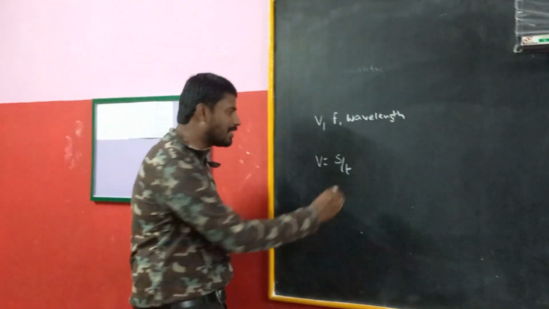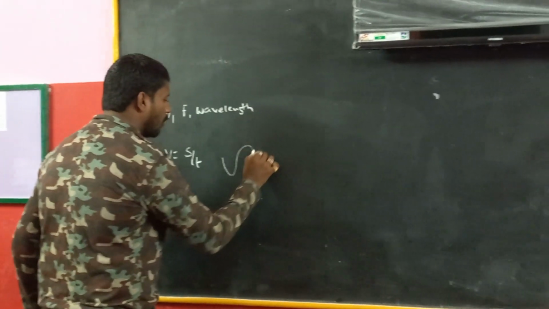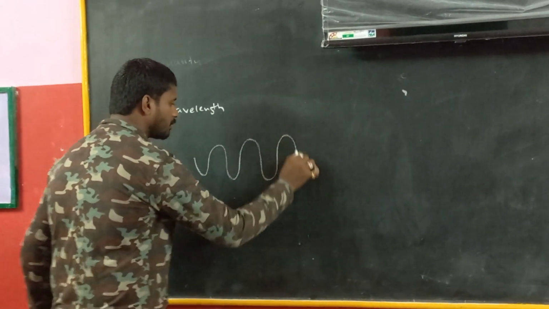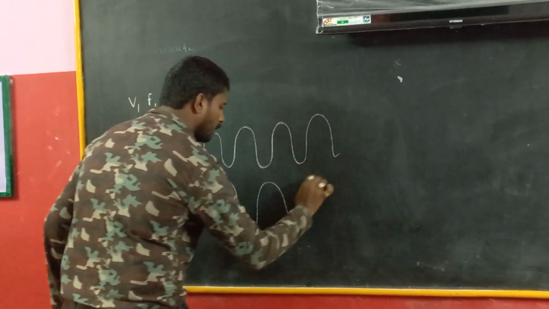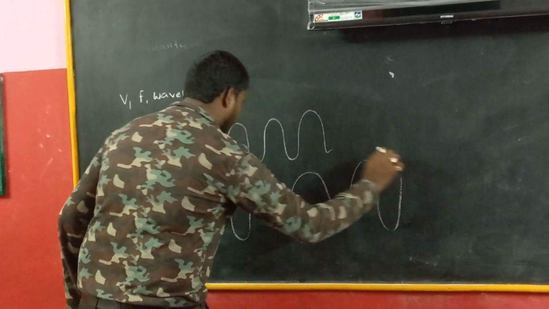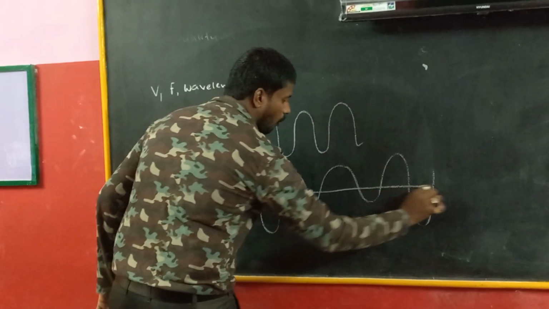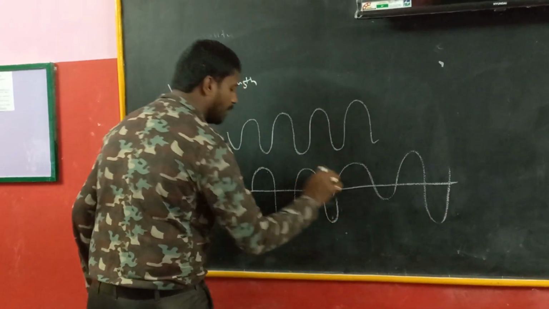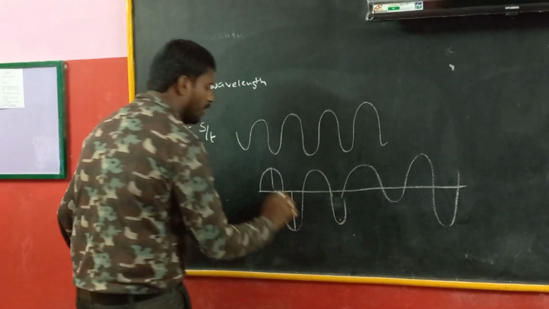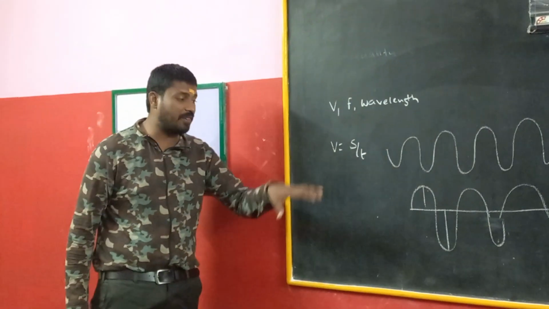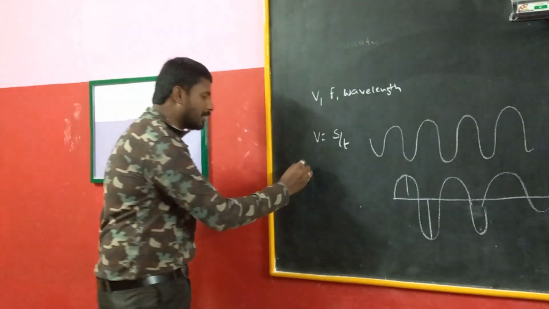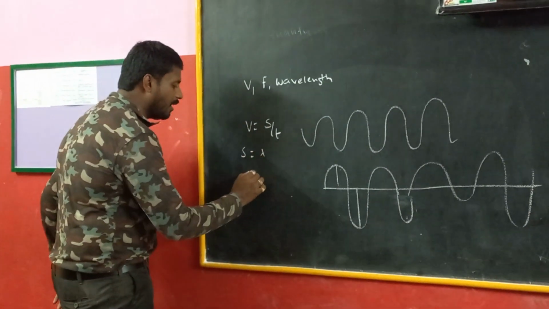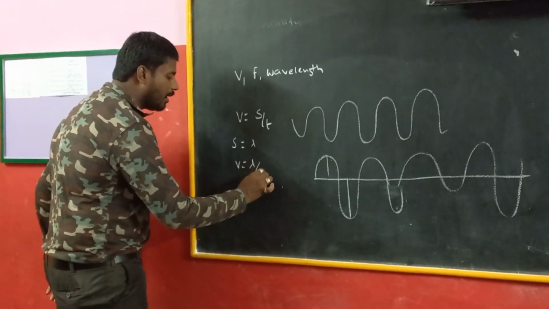Normally, whenever you consider any wave, we will be considering it like this. The wave usually travels one crest and one trough. The distance between one crest and one trough is called lambda. So displacement is measured in lambda. Hence S is given by lambda, and V is equal to lambda by T.